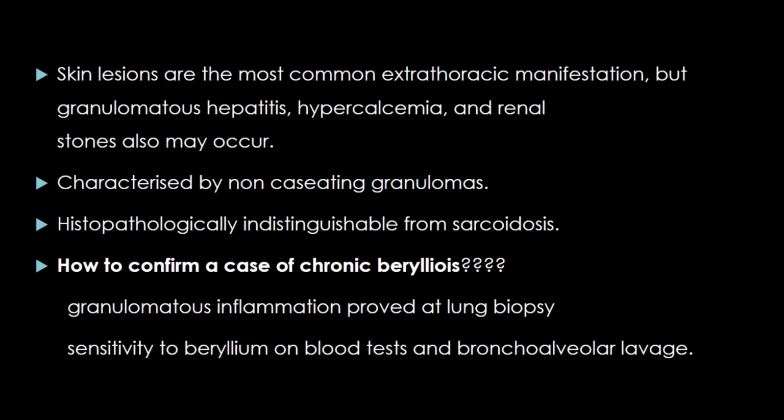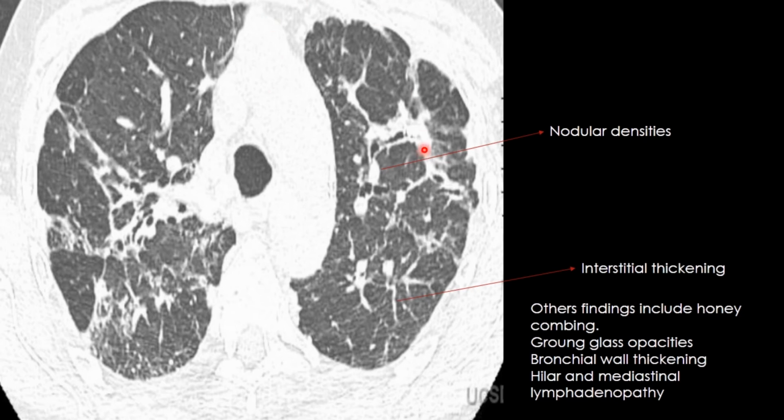So, how to confirm a case of chronic berylliosis? It is a granulomatous inflammation that has to be proved at lung biopsy, and also by sensitivity to beryllium on the blood test and also through bronchoalveolar lavage. Axial CT chest in the lung window where you can find multiple nodular densities in the bilateral lungs together with the interstitial thickening. The other findings include honeycombing, ground glass opacities, bronchial wall thickening, hilar and mediastinal lymphadenopathy.